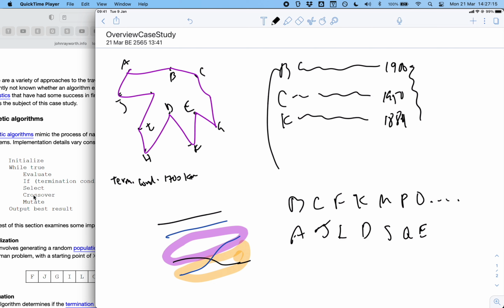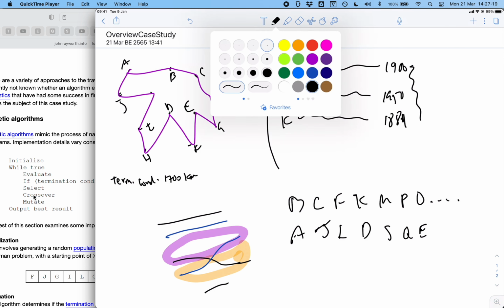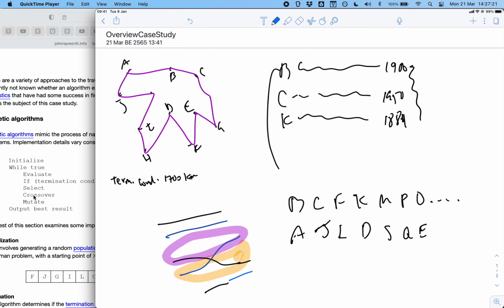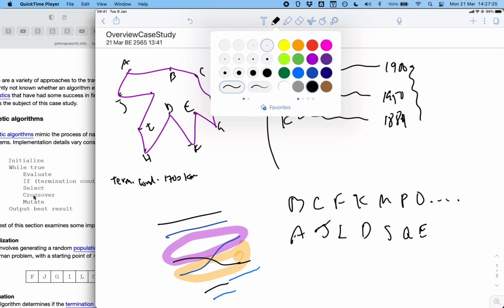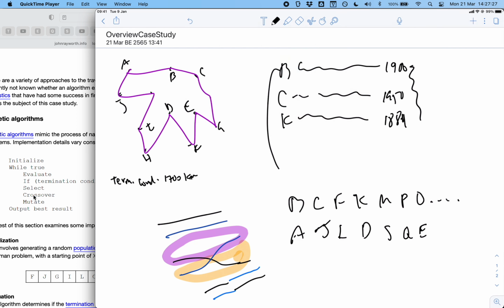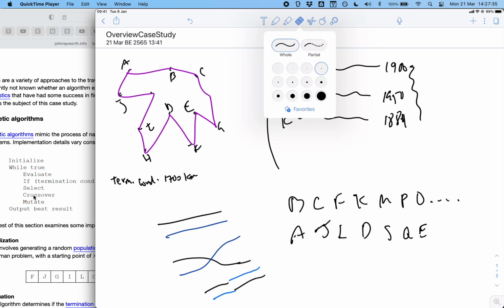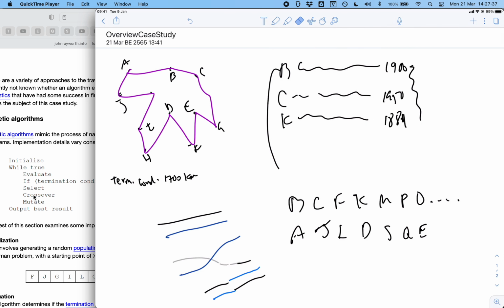See if you're following this. Black, and then I'll do this blue. Blue, then the other gene is blue, then black. Okay, so this is the crossover process, and what we end up with is a mixture, right?